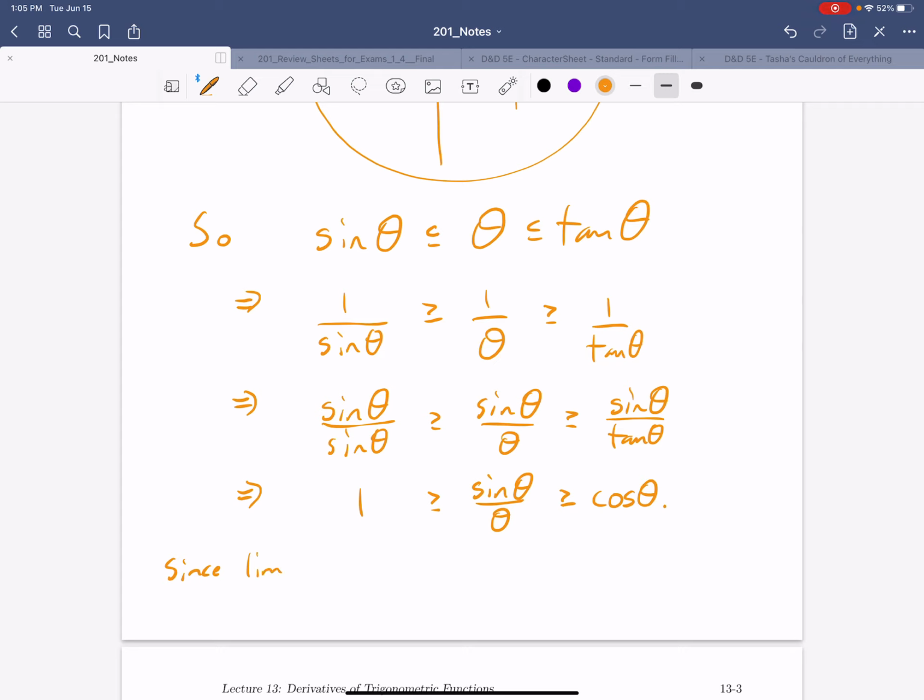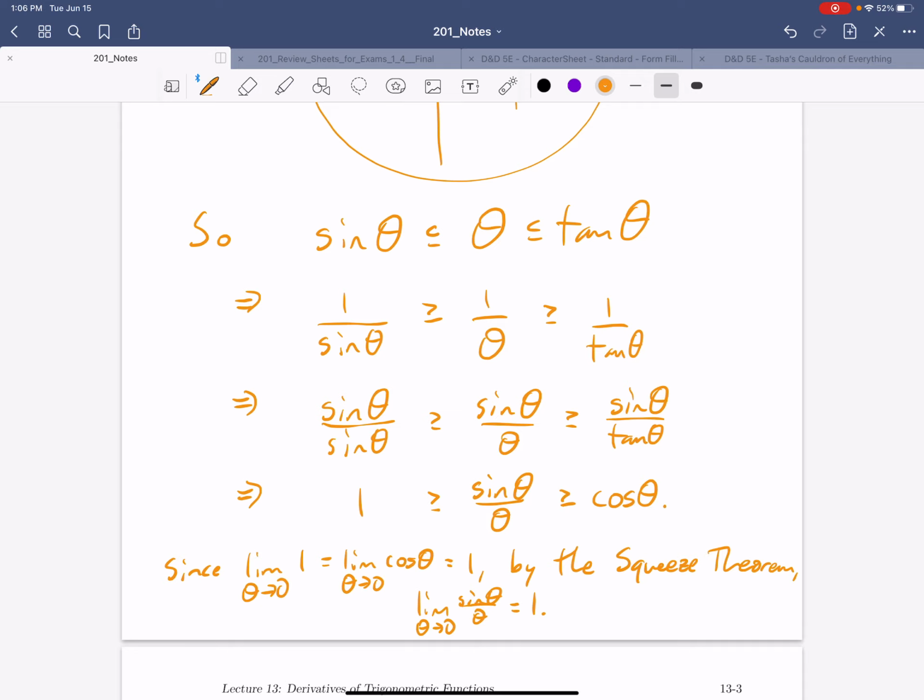Since the limit as theta approaches 0 of 1 equals the limit as theta approaches 0 of cosine of theta, which is 1, by the squeeze theorem, the limit as theta approaches 0 of sine of theta over theta equals 1. Cute little application of the squeeze theorem right there.